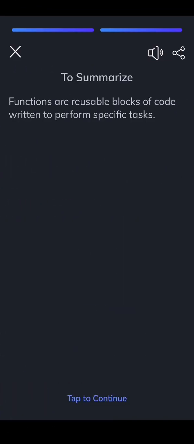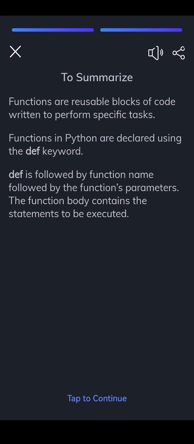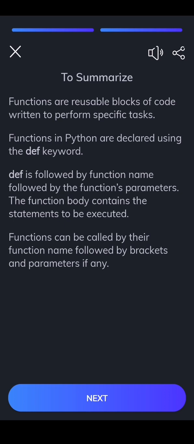Functions are reusable blocks of code written to perform specific tasks. Functions in Python are declared using the def keyword. Def is followed by function name followed by the function's parameters. The function body contains the statements to be executed. Functions can be called by their function name followed by brackets and parameters if any.